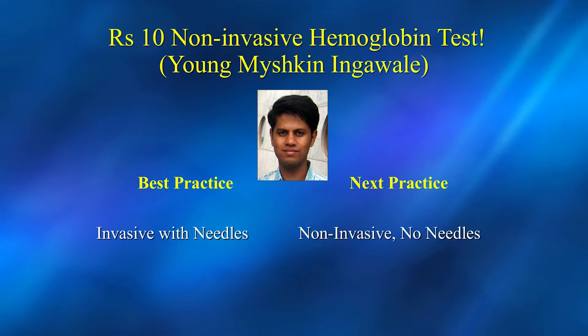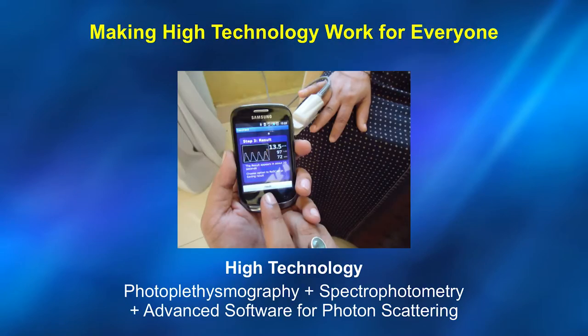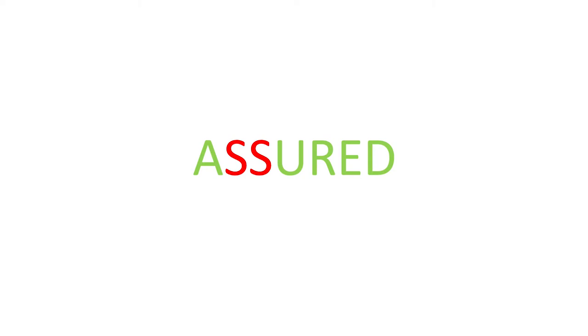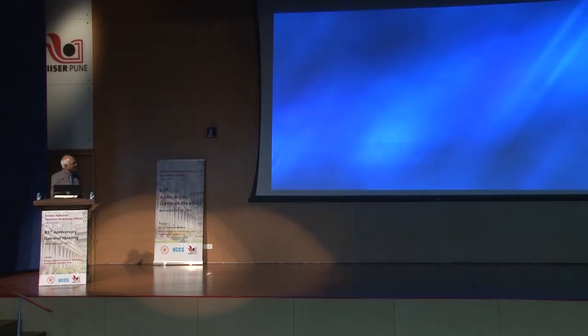So he said, best practice is invasive with needles. Next practice is non-invasive, no needles. Cost is this, I'll reduce it to this. And he used high technology, photoplethysmography, spectrophotometry, and created an advanced software for photon scattering, and you can see this here. What has happened to it? Two As are missing. Why? I'll come back to that. That's the story of Indian innovation, by the way.